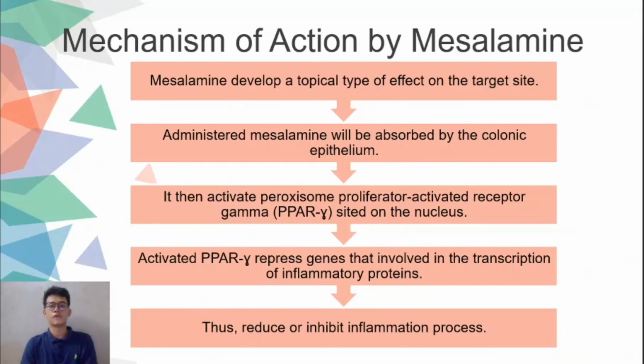So the mechanism of action of mesalamine. First, mesalamine will develop a topical effect on the target site, which is our colon. The administered mesalamine will be absorbed by the colonic epithelium. Mesalamine will enter the nucleus and activate PPAR gamma. The activated PPAR gamma then will repress the genes involved in the transcription of inflammatory proteins, thus reducing or inhibiting the inflammation process.